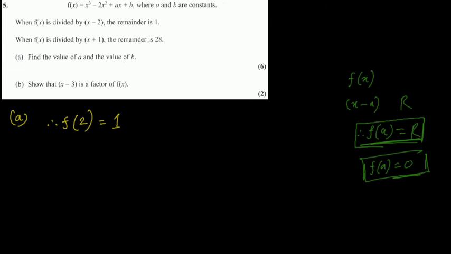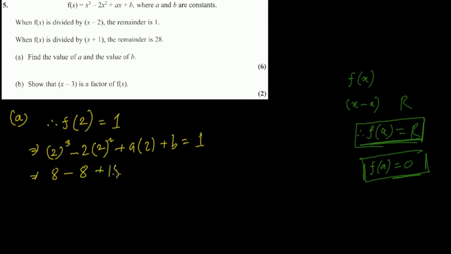So here the remainder is 1, so what we can do is put the value 2 here. It would be x cubed, so 2 cubed minus 2 times 2 squared plus a times 2 plus b equals 1, the remainder. So 2 cubed is 8, minus 2 times 2 squared, which is 4, 4 twos are 8, plus 2a plus b. This would be 2a plus b equals 1. So this and this cancel off, so it will be 2a plus b equals 1. This is equation 1.